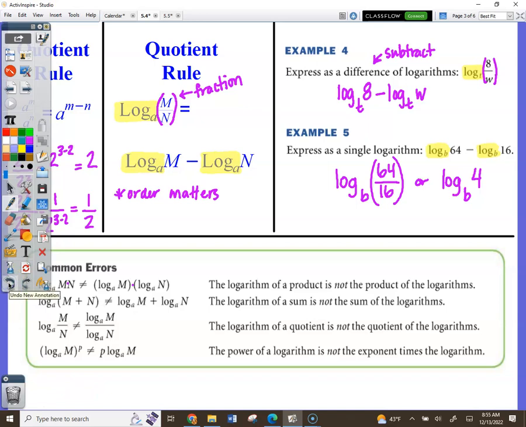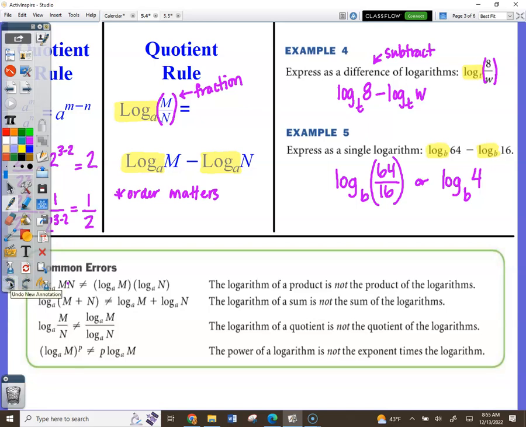And then you need to remember that power, like exponent, moves to the front and becomes coefficient. That's what you need to remember. And then you need to remember that if you have a fraction, it's going to expand to subtraction. They rhyme. Fraction and subtraction. So that's how I remember that.